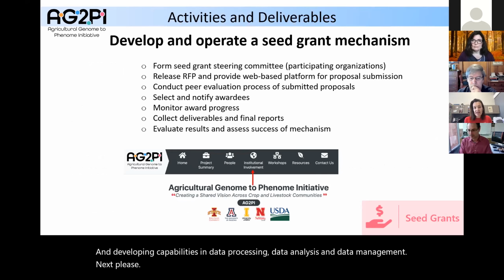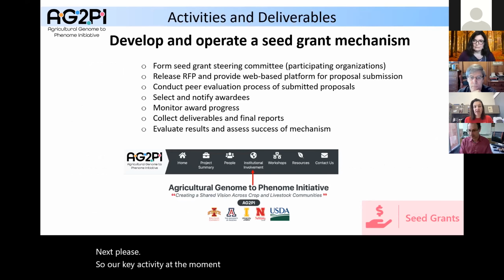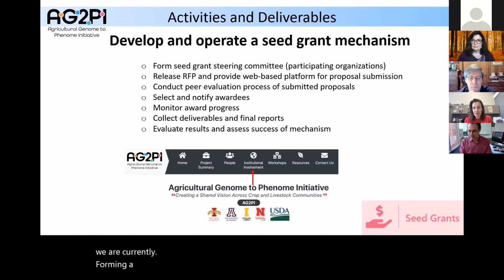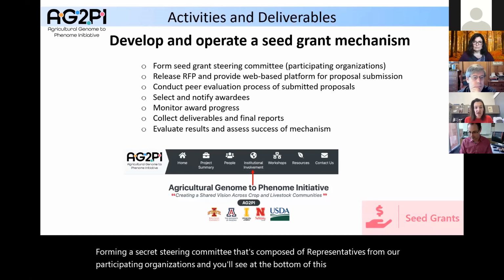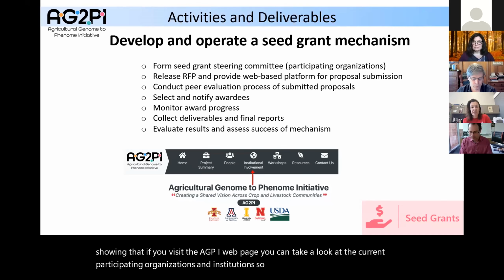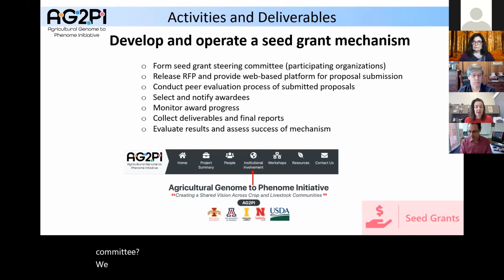So our key activity at the moment is to develop and operate a seed grant mechanism. We are currently forming a seed grant steering committee that's composed of representatives from our participating organizations. And you'll see at the bottom of this slide, I have a graphic showing that if you visit the AG2PI webpage, you can take a look at the current participating organizations and institutions so you know who's represented on that committee. We will release an RFP and provide a web-based platform for proposal submission.